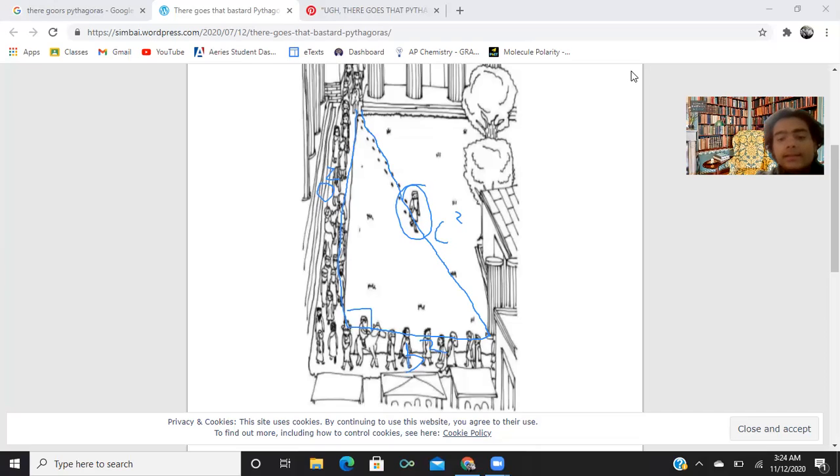So this represents how a right triangle works, how this side squared and this side squared would be equal to this square. So it's kind of like a shortcut. Yeah.